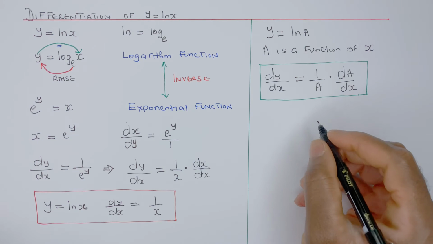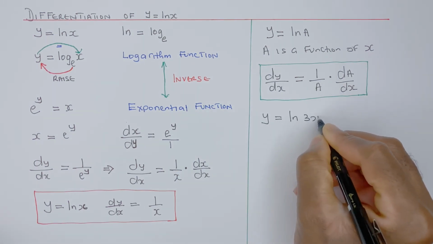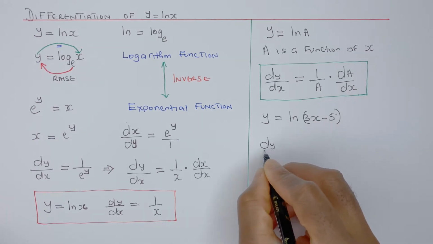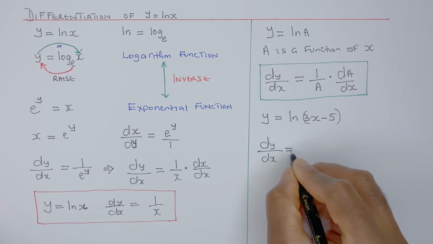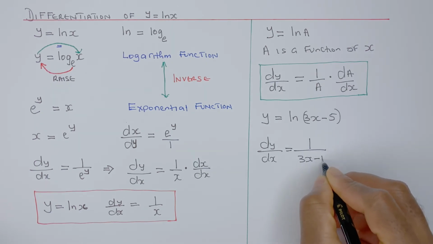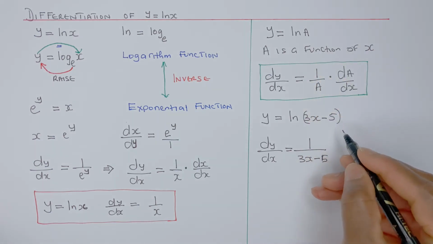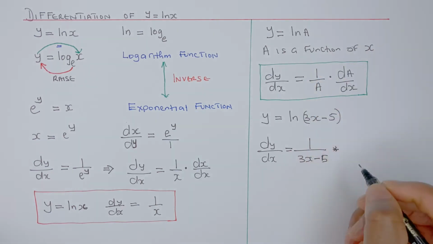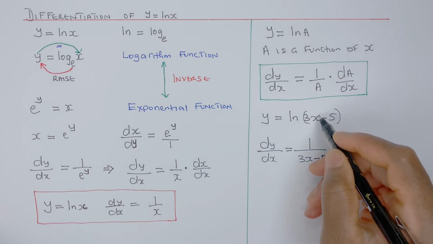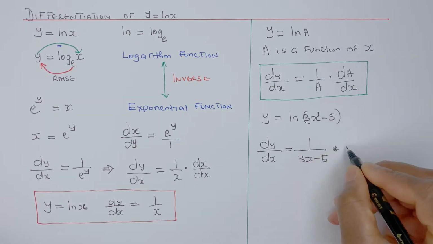So let's do a quick example in this case. If y equals ln of 3x minus 5, then dy dx will be 1 over 3x minus 5, because that's your a, times the differential of 3x minus 5. If you differentiate a constant, you get 0. If you differentiate a linear, because that's to power 1, if you differentiate 3x, you just get 3. So that would be times 3.